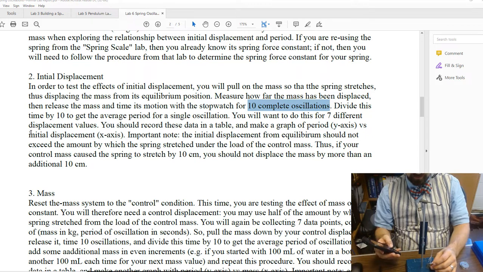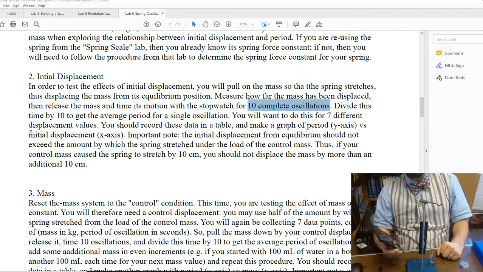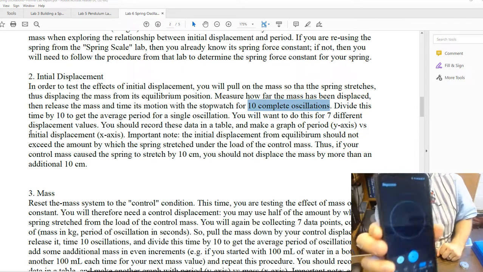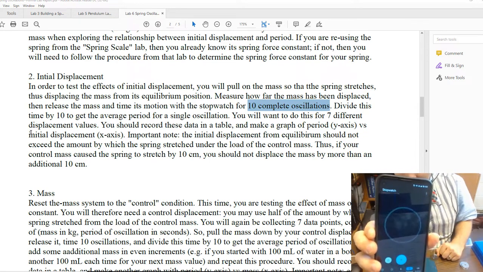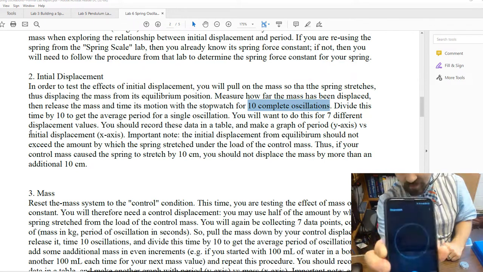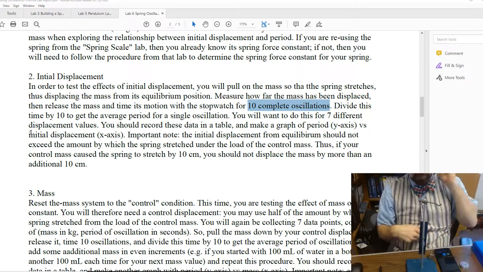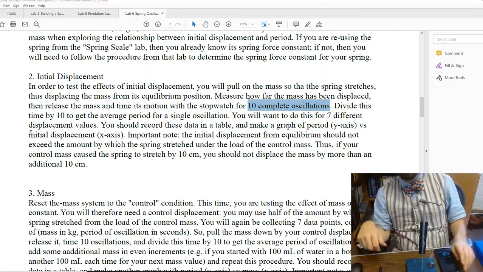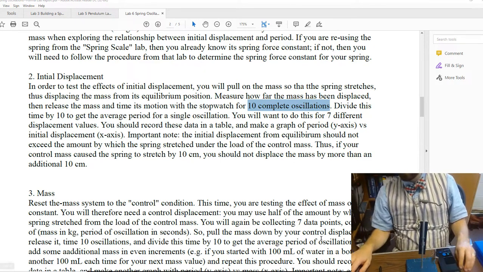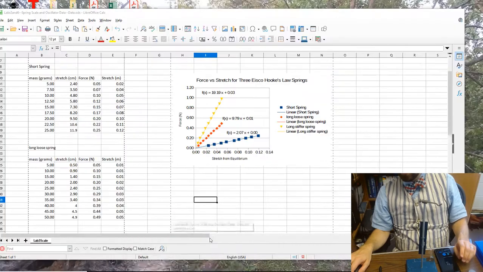So ready and go. 1, 2, 3, 4, 5, 6, 7, 8, 9, 10. All right, and then you get a time on your timer. So the time that I just happened to have obtained here is 6.45 seconds. Okay, so now basically what we want to do is make a calculation for this.